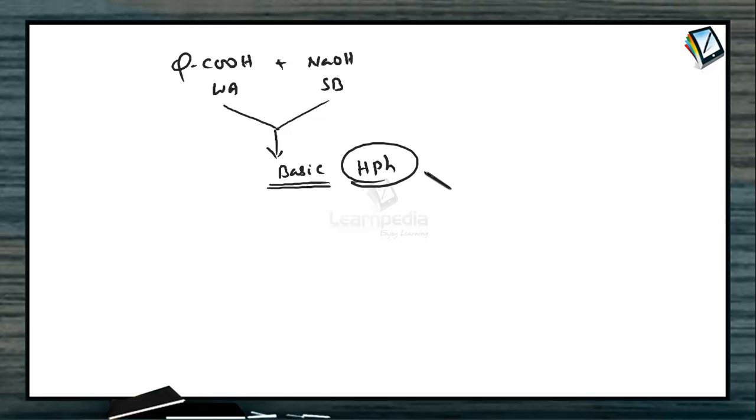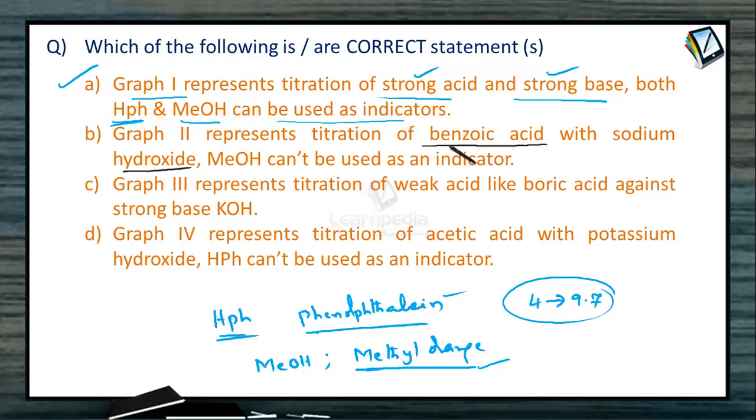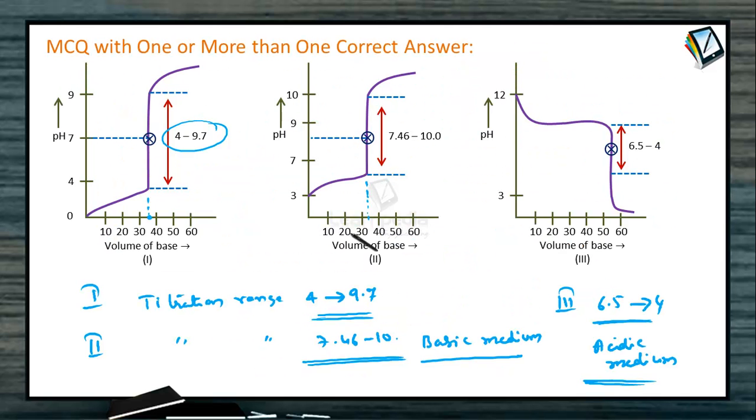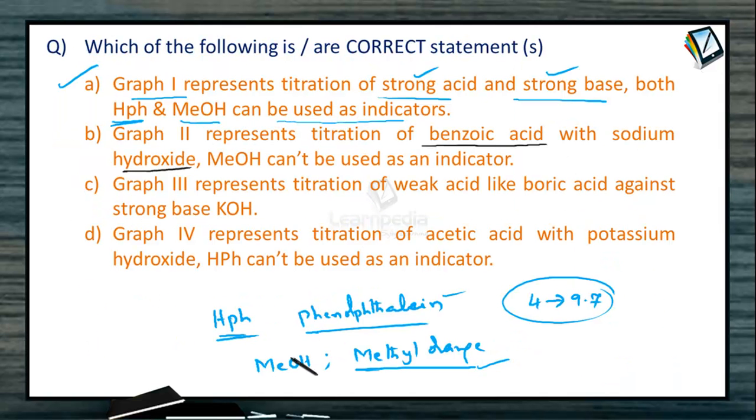So what is the statement given? Graph 2 represents titration of benzoic acid with sodium hydroxide. So this is the graph 2. In this, the range is 7.46 to 10, as we could see here, in basic medium. And the pH initially, before the base is added, is around 3, indicating that it is a weak acid. So thus graph 2 represents the titration of benzoic acid with sodium hydroxide is correct.